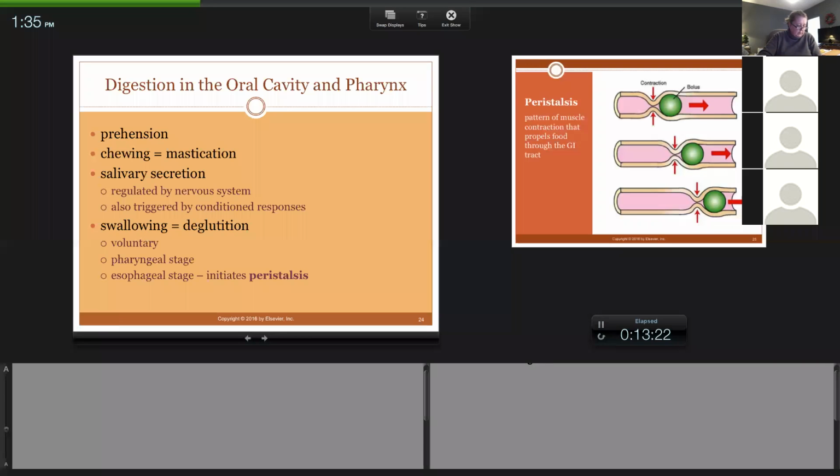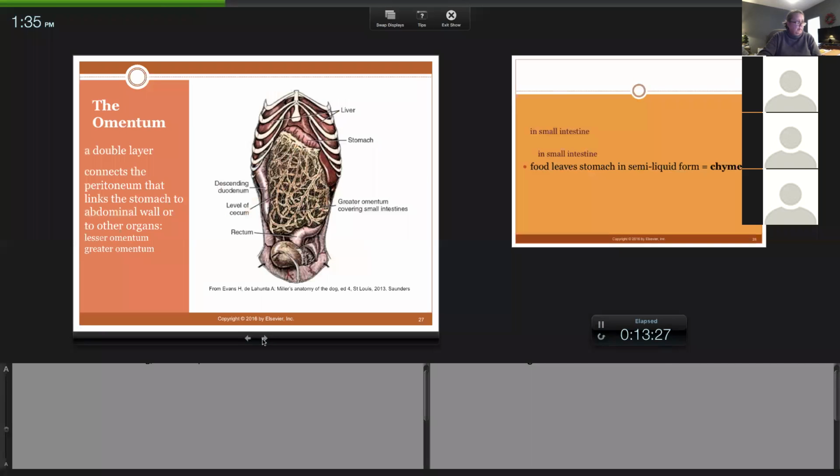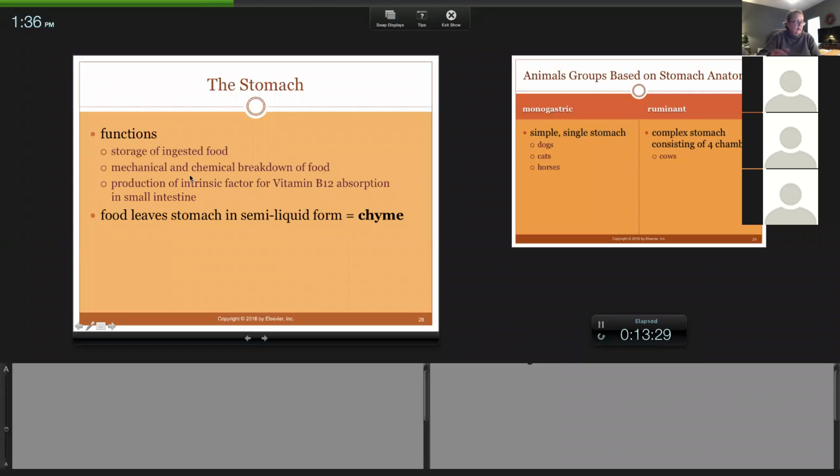What are the functions of the stomach and what is chyme? So the stomach, first of all, is storage. The monogastric stomach serves as storage, but it has mechanical and chemical digestion based on stomach contractions and secretions. It also produces a factor for B12 absorption in the intestine. So when the factor is secreted, it will cause B12 to be absorbed in the intestine.